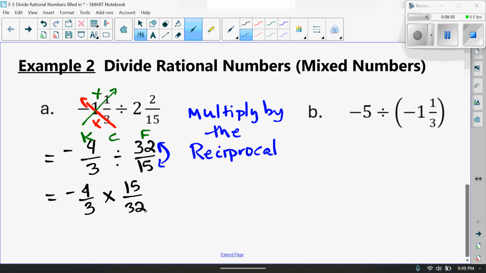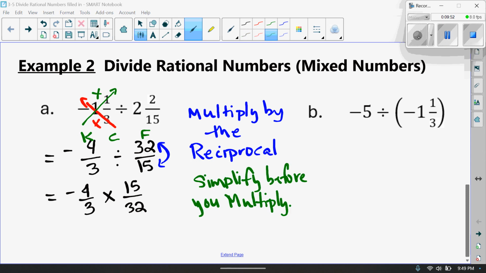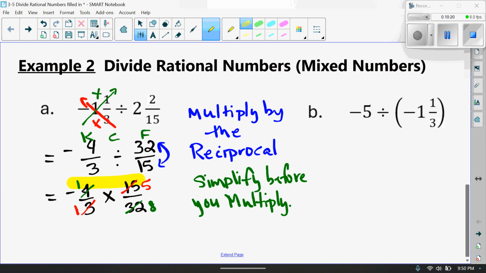Now, before we multiply, we need to simplify. All right. So we can simplify the 3 and the 15 by dividing by 3. So 3 divided by 3 is 1, and 15 divided by 3 is 5. And then we can simplify the 4 and 32. So 4 divided by 4 is 1, and 32 divided by 4 is 8. And again, now we multiply straight across.